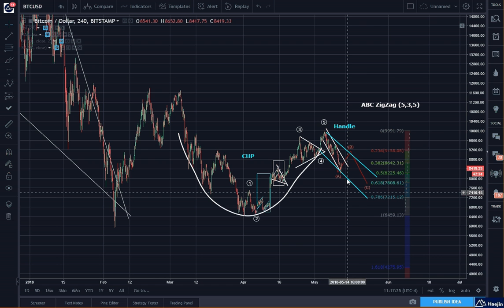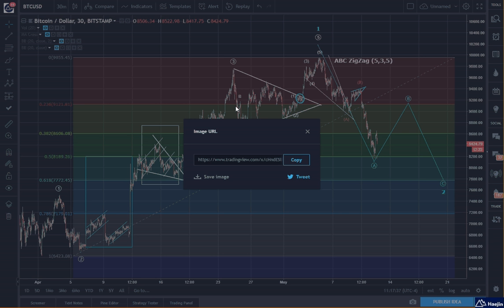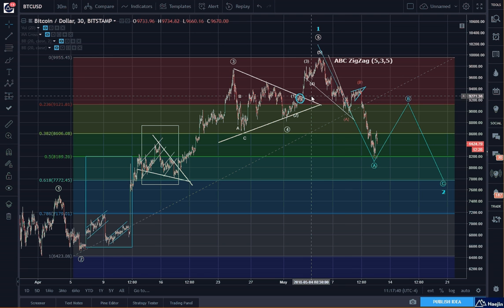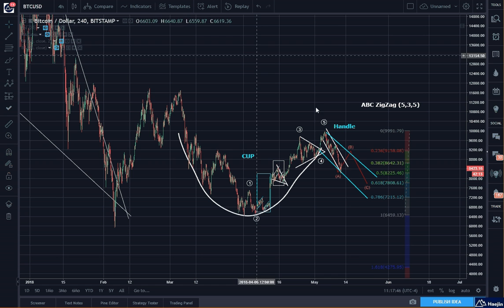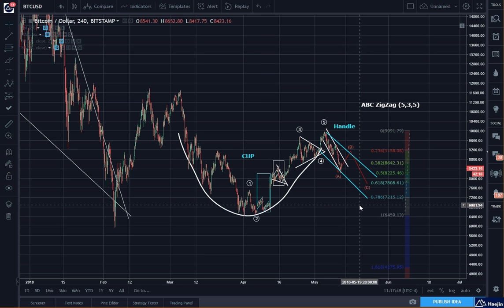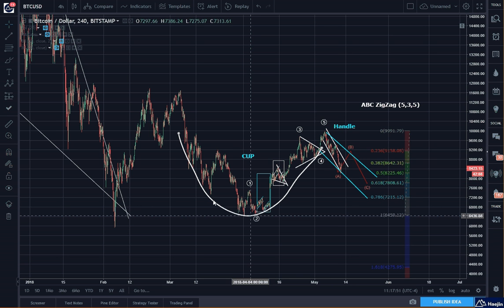And from here, it has a good likelihood of turning back up. So again, I took you from the short term, how everything fits in, and that again jives pretty well with the pattern, Elliott waves, Fib indicator.